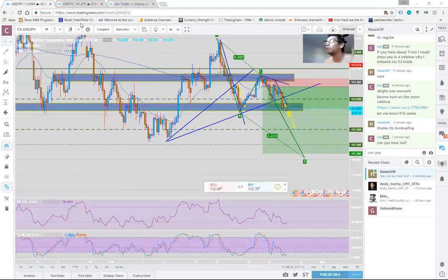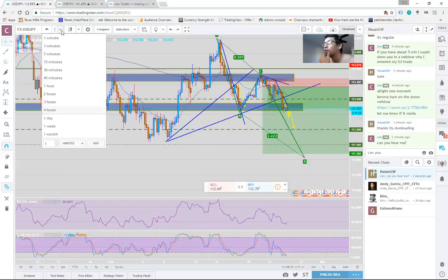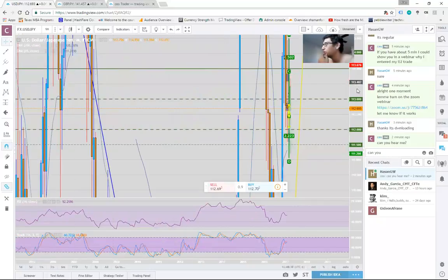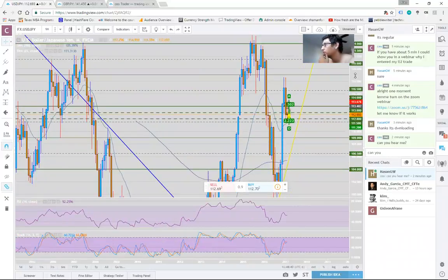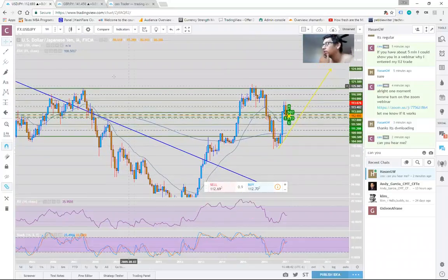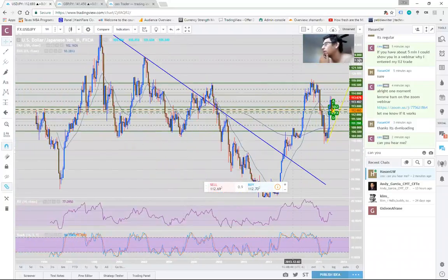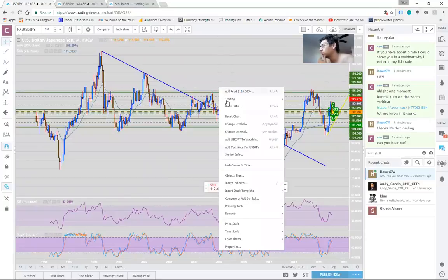Can you see my TradingView? I can. Okay. So let me show you something real quick. I zoom out to the monthly whenever I first start with any chart, because this is how the banks trade. Okay. With these, I'll clean this one up.